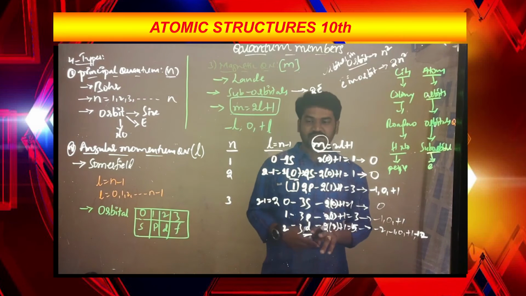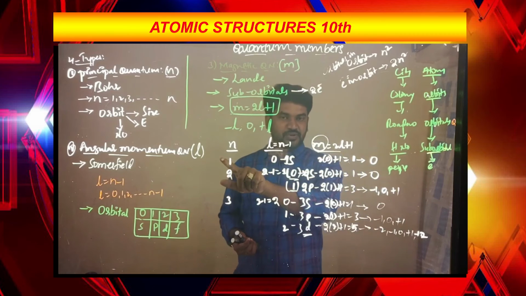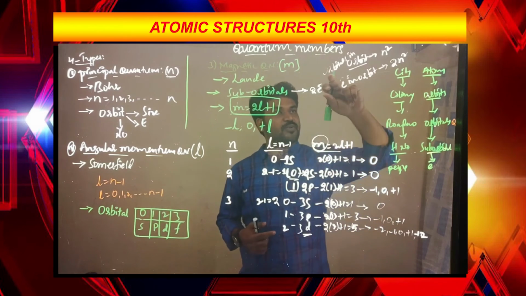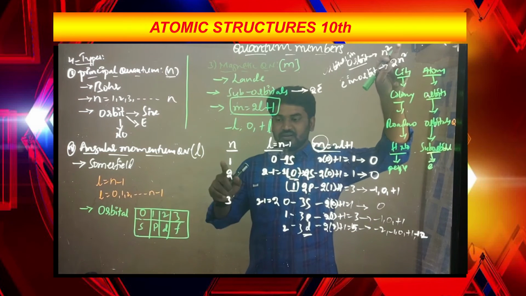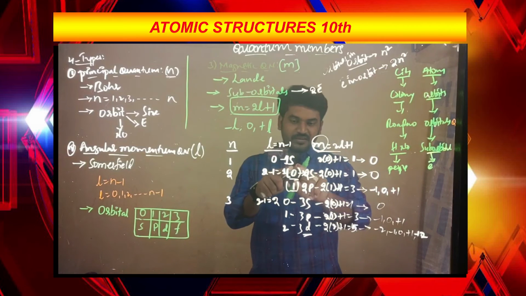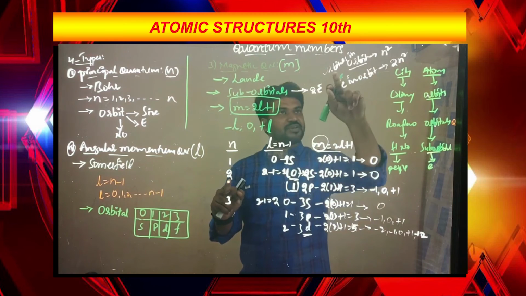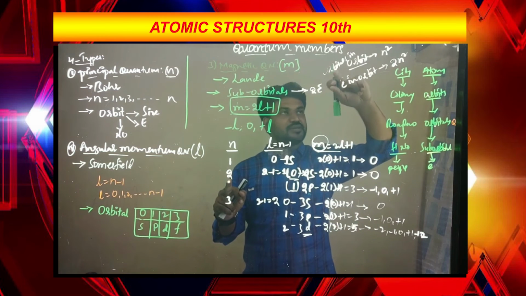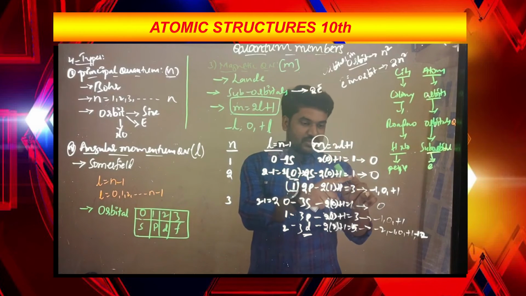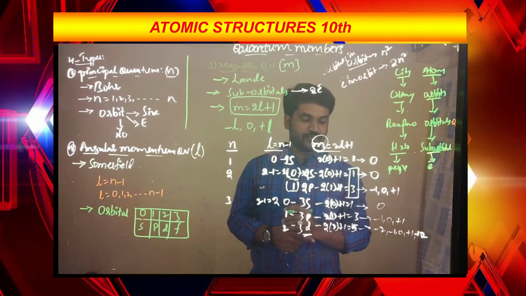Simple thing, remember here, once you see it carefully. In the first orbit, how many orbitals are there? N square. You make it 1 square. 1 square means what? 1. Only 1 orbital is there. Second orbit you take. How many orbitals will be there in the second orbit? N square. 2 square means 4. You see this? Here 1 and 3, so totally 4. Yes or no?